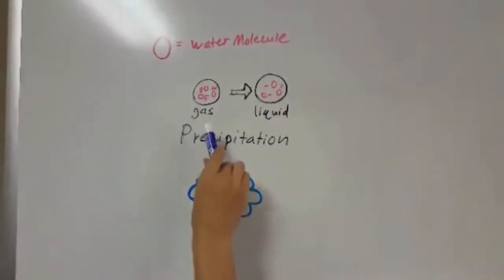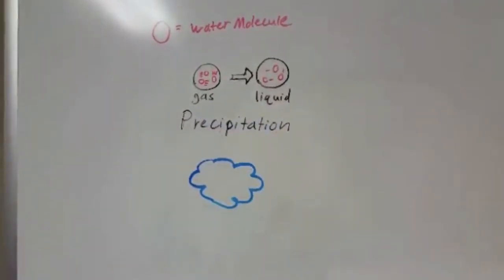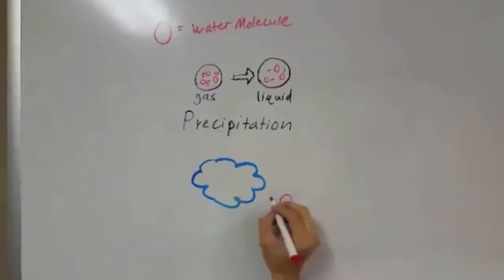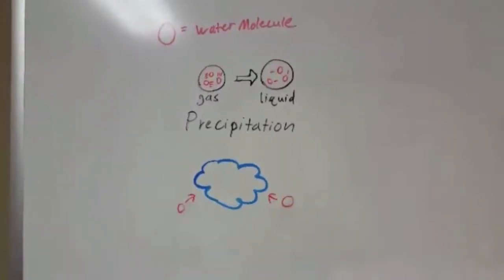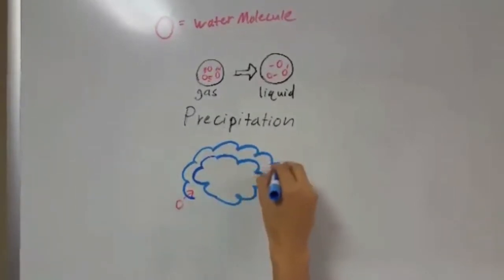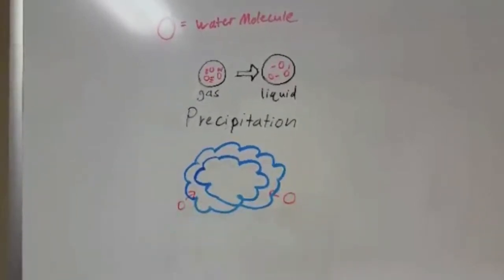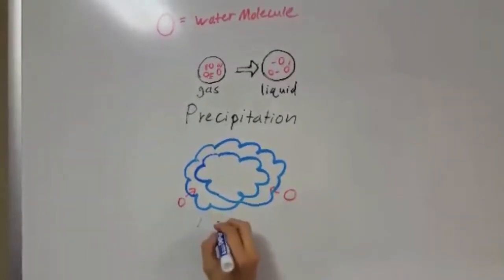Precipitation can be explained by going from a gas to a liquid. Precipitation occurs when so much water has condensed that the air cannot hold it anymore. The cloud will get really heavy and the water will eventually fall to the earth, and we all know this as rain. Cloud is a gas, and then rain as a liquid.